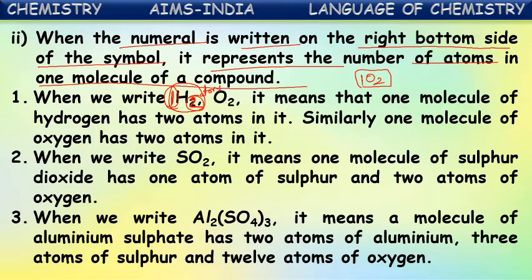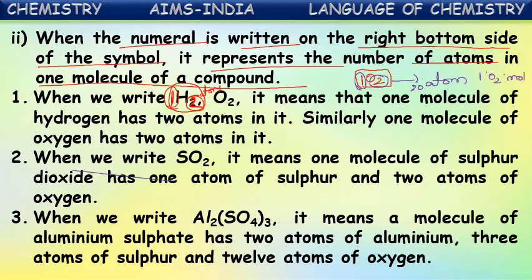So I want to explain it here. This 2 represents atoms, meaning 2 oxygen atoms, and this 1 represents 1 O2 molecule. This 1 represents the molecule, this 2 represents the number of atoms. That is what he is explaining here.